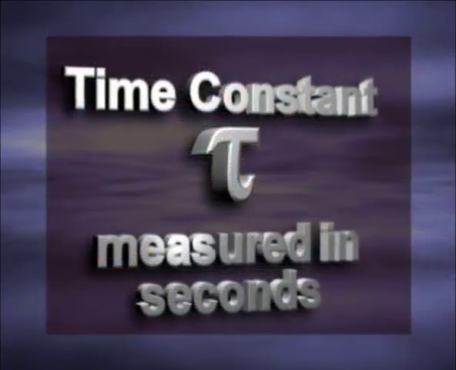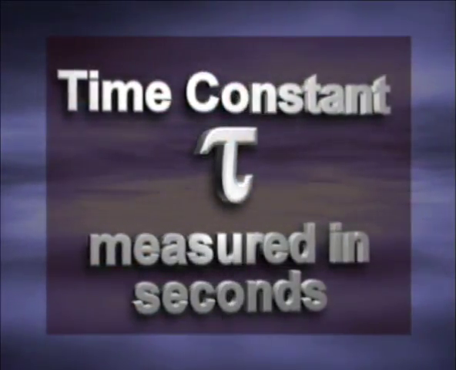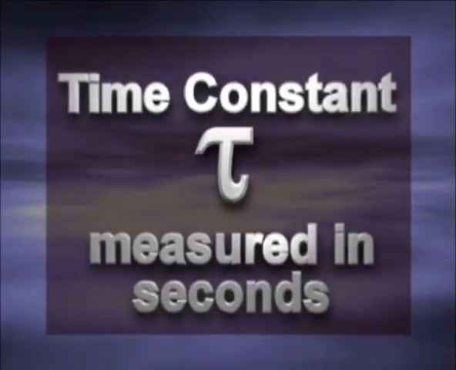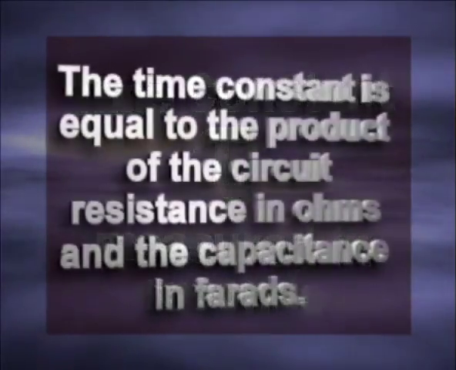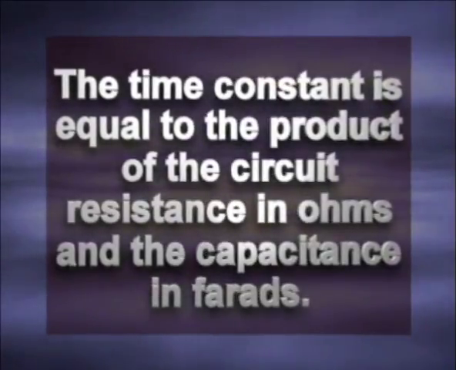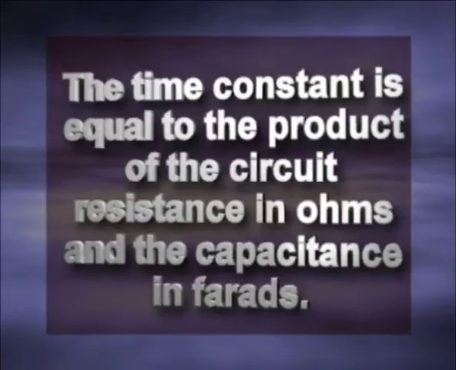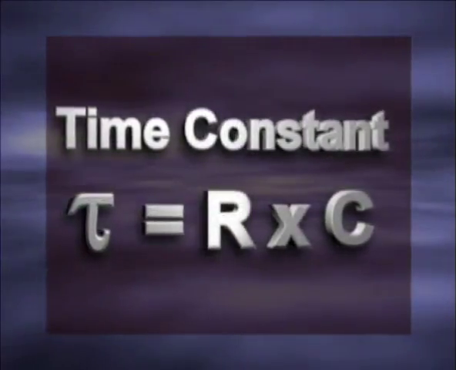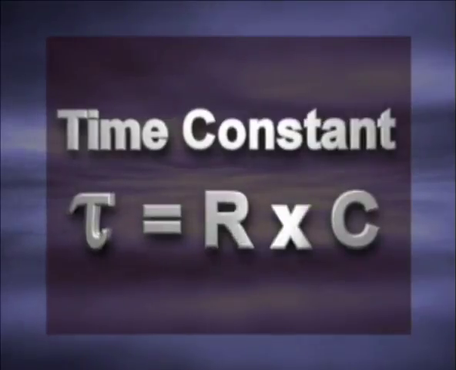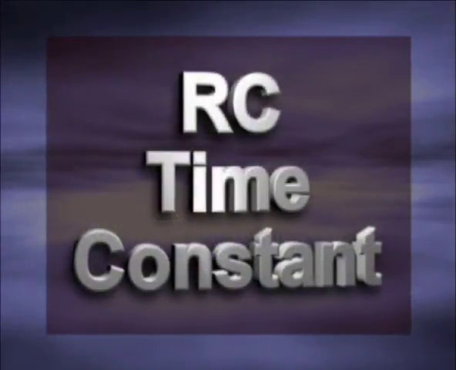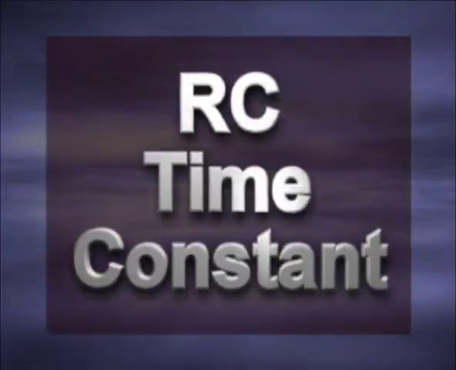When a voltage is applied to a circuit containing a resistance and capacitance in series, the charging current is limited in value by the resistor. This limiting of the circuit current causes a time delay in charging the capacitor. The time required for the capacitor to be charged is called the time constant, abbreviated with the Greek letter tau, and is measured in seconds. The time constant is equal to the product of the circuit resistance in ohms and the capacitance in farads. It may be expressed as the equation time constant tau equals R times C. For this reason, it is often referred to as the RC time constant.